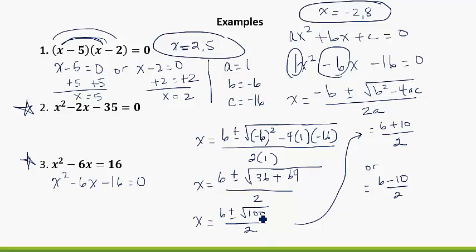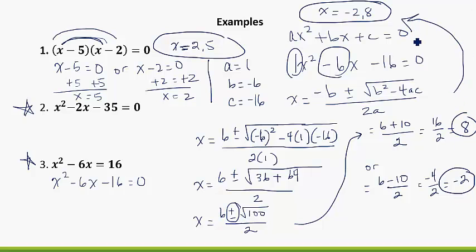Because the square root of 100 is 10, and we have to look at both the plus option and the minus option. 6 plus 10 is 16. 16 divided by 2 is 8. 6 minus 10 is a negative 4. Negative 4 divided by 2 is a negative 2. So you can see we get the same solutions as factoring.